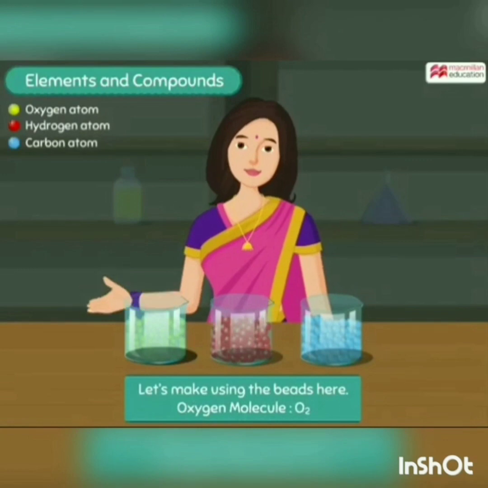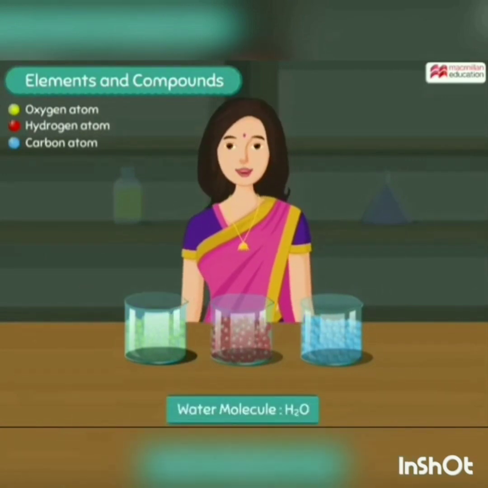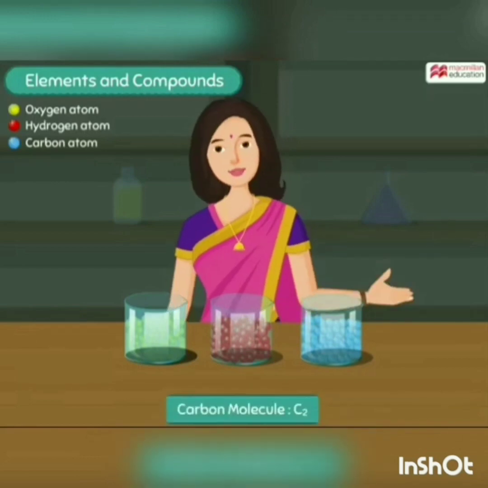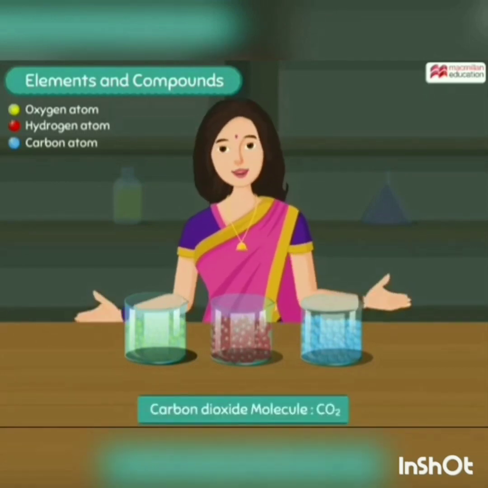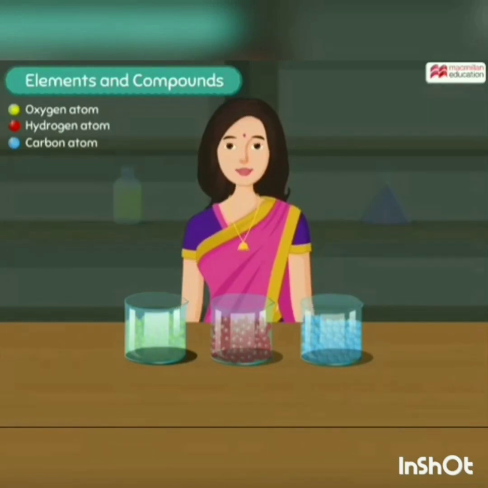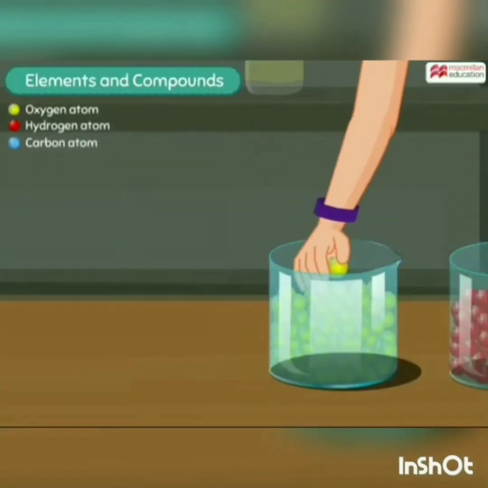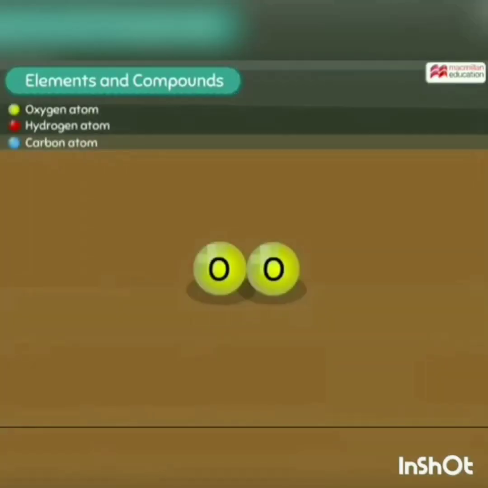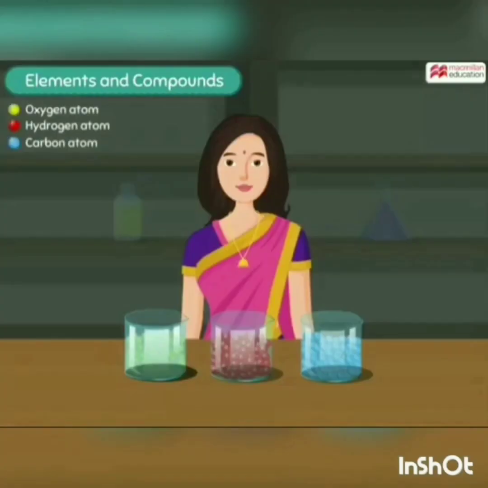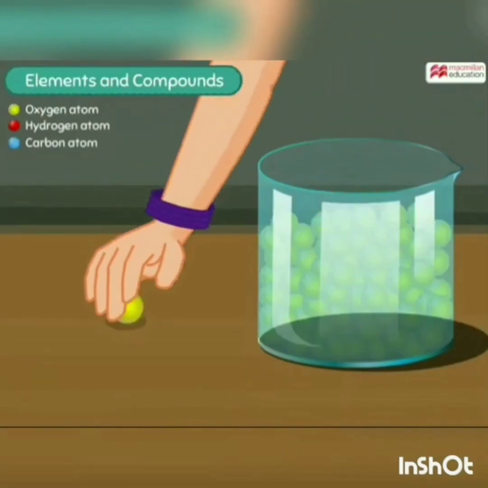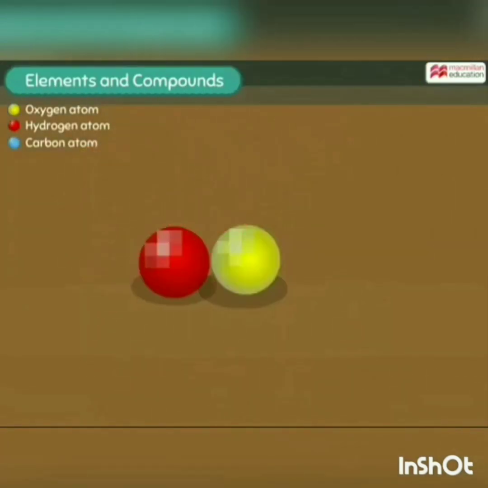Now, using these beads, let's try to make an oxygen molecule, a water molecule, a carbon molecule, and a carbon dioxide molecule. You know that one oxygen molecule is made up of 2 oxygen atoms. So here, if I use 1 and 2 yellow beads and put them together, it makes one oxygen molecule. Now, a molecule of water. If I put one yellow bead and 2 red beads together, then it makes up a molecule of water.